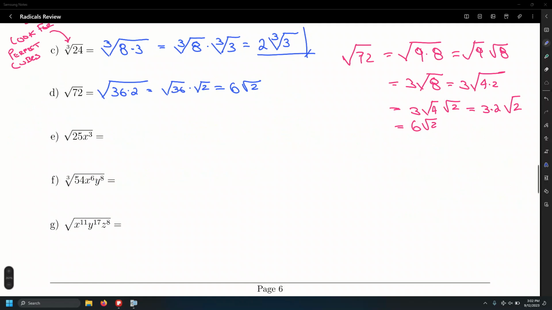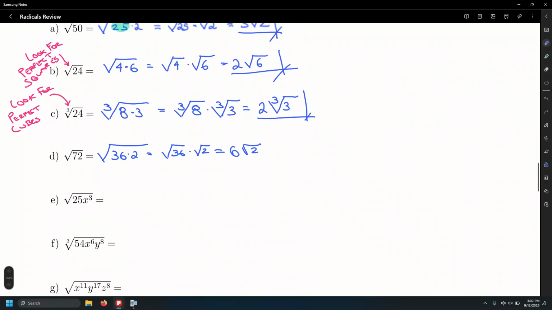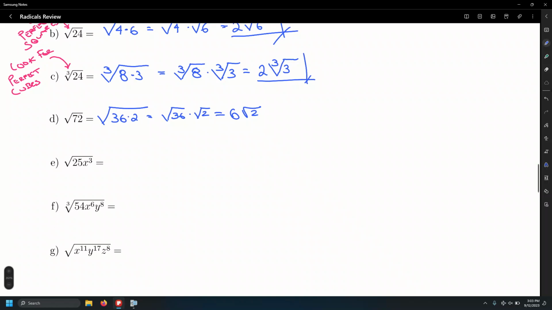All right, let's go back. So let's have a look at simplifying more radicals, using this product rule for radicals. However, we're going to use it backwards, as we have done for letters A through D. For letter E, now we're going to combine not just numbers, but also powers of x.